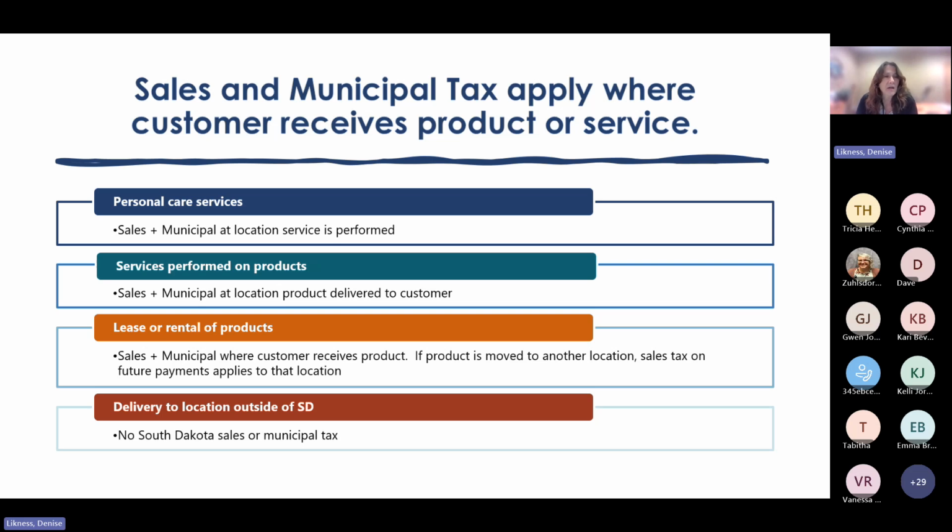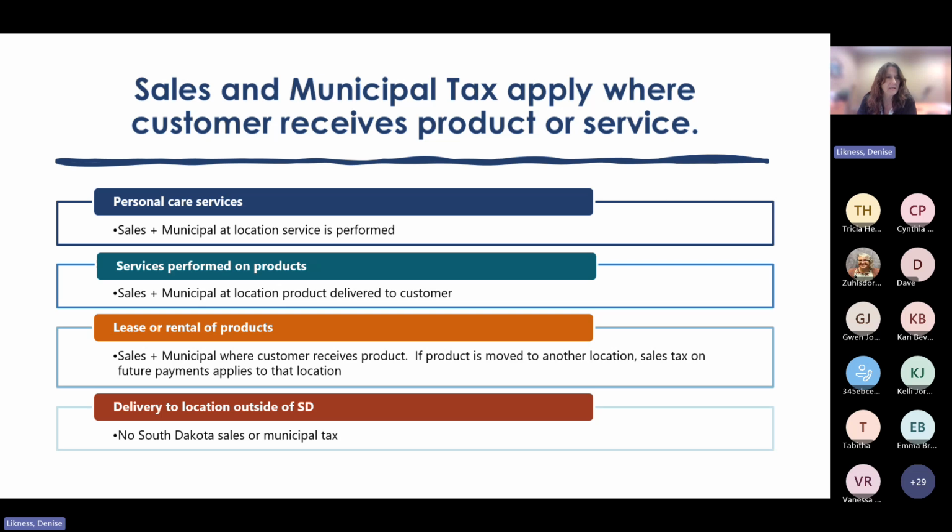Sales and city tax applies where the customer receives the product or service. We kind of went through this, and this gives you examples, like a personal care service. And this is services. So, I go to get my hair done someplace in Watertown. I pay state tax and city tax based on Watertown's location. So that's pretty simple. Services performed on products apply at the location that's delivered to a customer. For example, that would be like if you fixed a car. If the person came and got the car, of course, it's at your location, but if you delivered it to another city, then it would be based on that city.